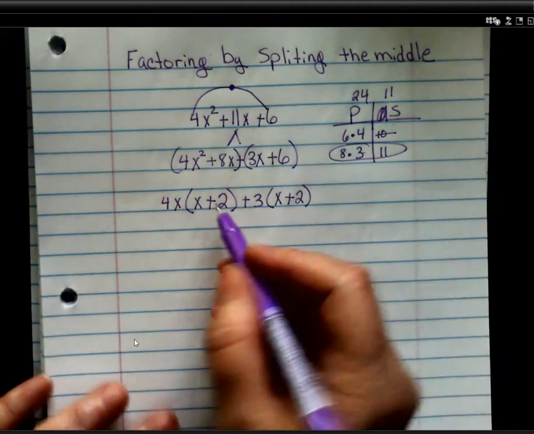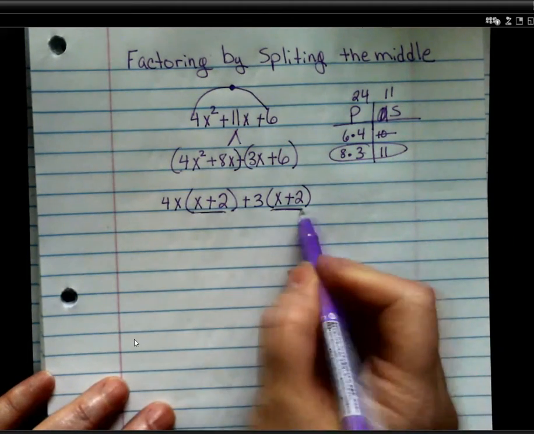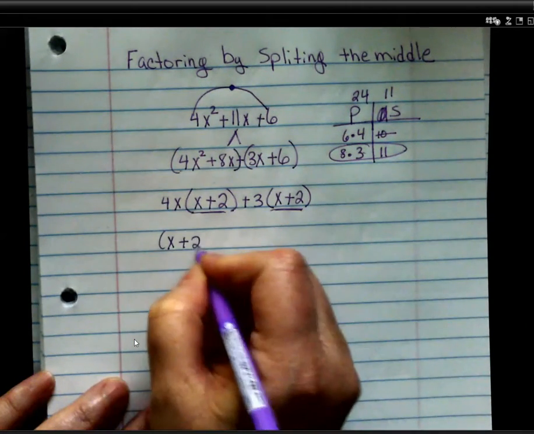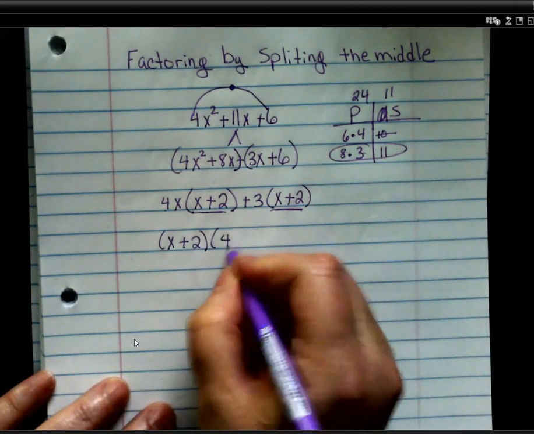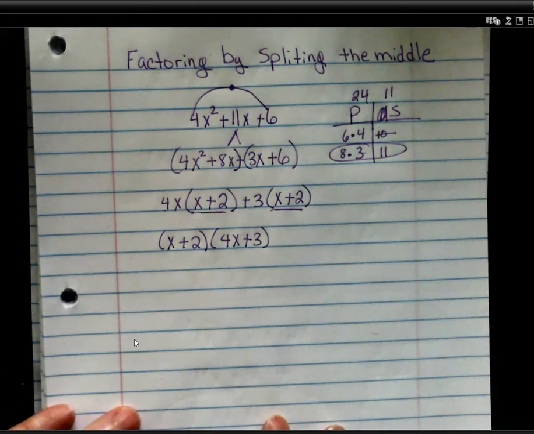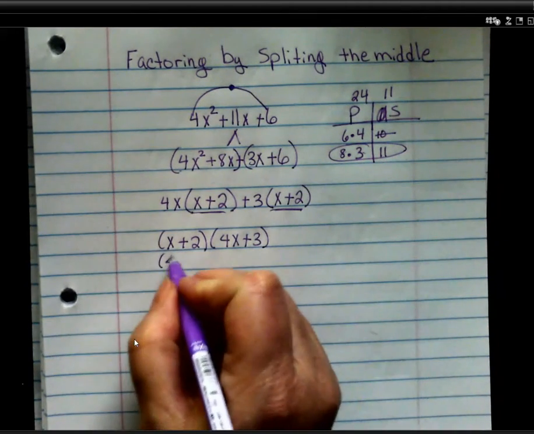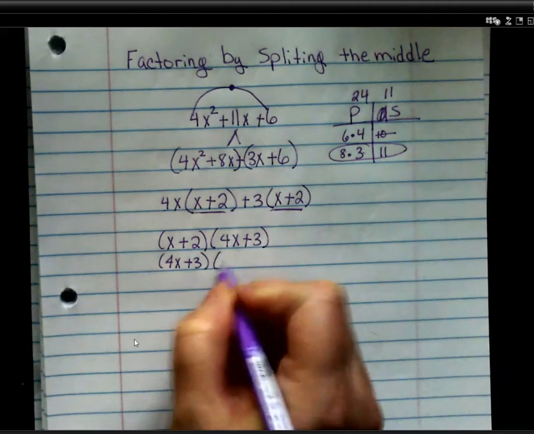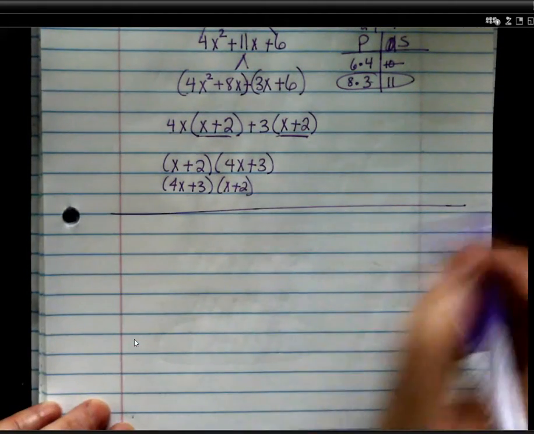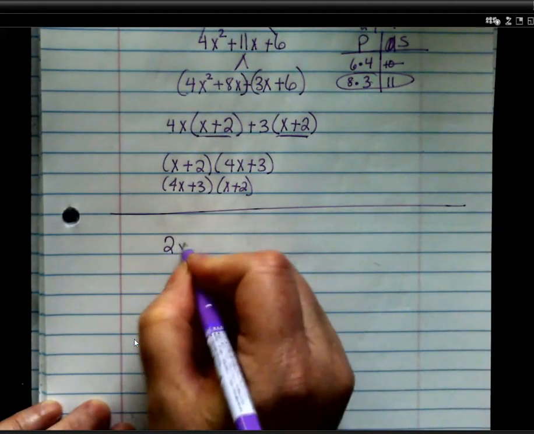Now, like we did previously, this is something I can factor out of both terms. And then what's left over? My 4x plus 3. And remember, it doesn't matter which way you write it. This is the same thing as 4x plus 3 times x plus 2. Now, this is going to take practice. Practice, practice, practice. Let's try one with a negative.